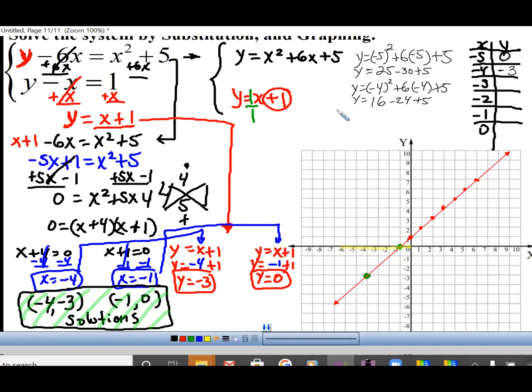Okay, next. Y equals parentheses squared plus 6 parentheses plus 5. My next value is -3. Y equals -3 squared is 9. 6 times -3 is -18 plus 5. 9 plus 5 is 14 minus 18. That's -4.